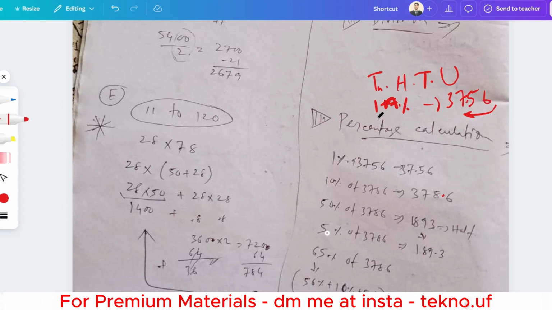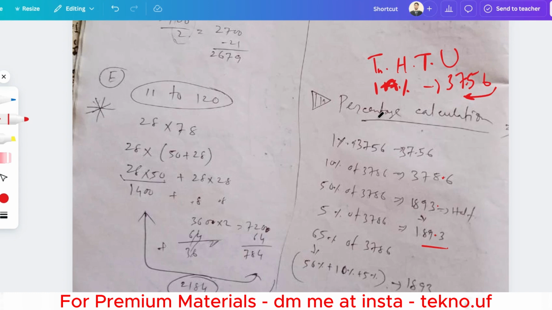And here also, you are calculating 5%, 10 is removed, so that's why one place, the dot is now belonging here, right? The dot is belonging here now. So from here, one place will be shifted to the left. As 10 is removed, one place is shifted. I hope you understood. 187.8. Okay, so how to calculate now 65% of 3756?